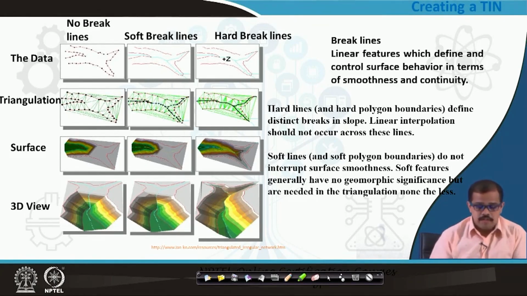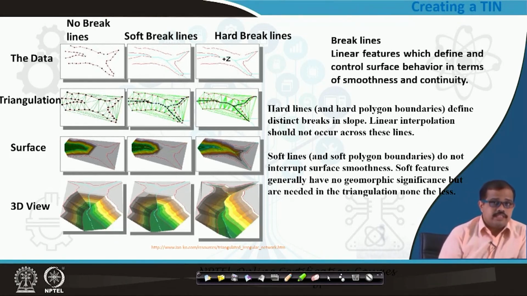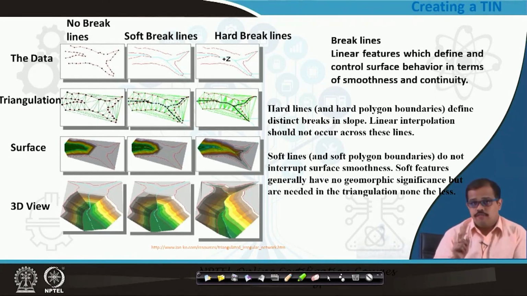When you look at soft lines, they do not interrupt the surface smoothness. Soft features generally have no geometric significance, but are needed in triangulation nonetheless. So, you need soft lines, you need hard lines, but hard lines have distinct breaks, whereas soft lines do not have distinct breaks. That is the distinction between a hard line and a soft line.